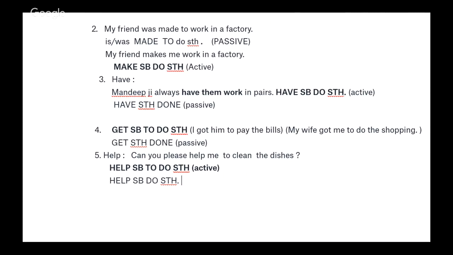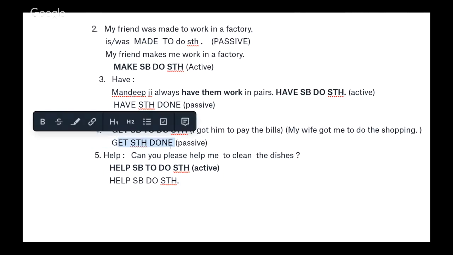Get the bins cleaned. Right or wrong? Get the bins cleaned. Right. Which one am I using? Get something done. Passive. Get the bins cleaned.